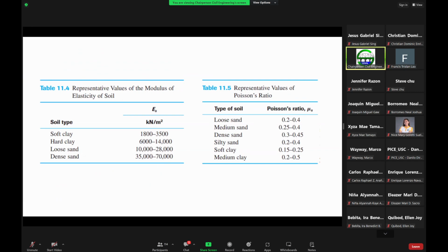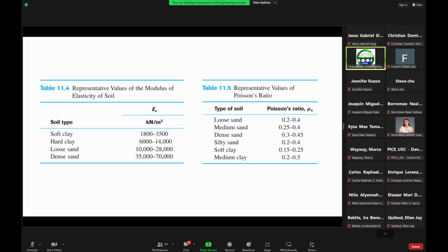We now have here some representative values for the elastic modulus, say, for example, when you have a soft clay or a hard clay, or when you have a loose sand or a dense sand. The soft and hard here refers to the consistency of cohesive soils. The loose and dense description refers to the relative density of cohesionless materials.